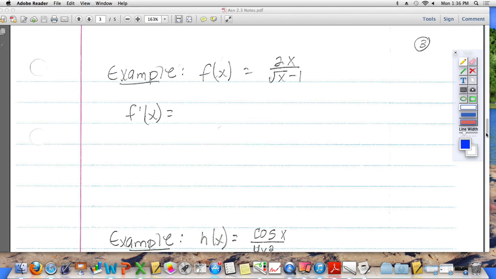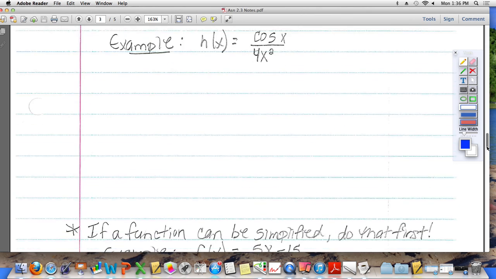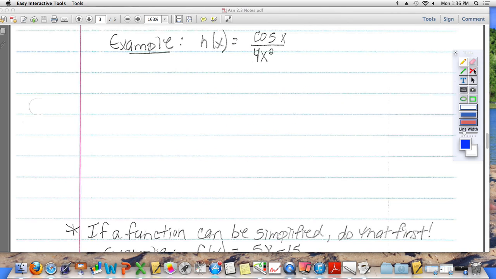All right, another example. Cosine of x divided by 4x squared. So the rule says that to find the derivative, it is the denominator, 4x squared, multiplied by the derivative of the numerator. What is the derivative of the cosine of x? Negative sine of x.